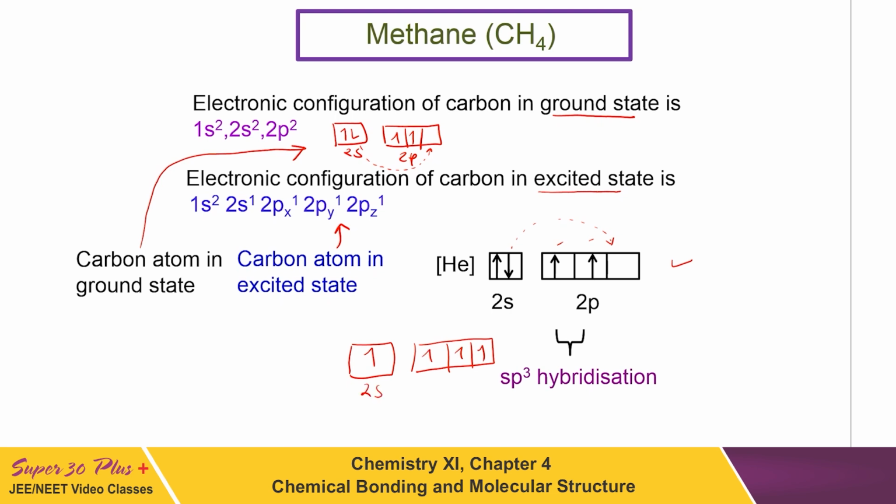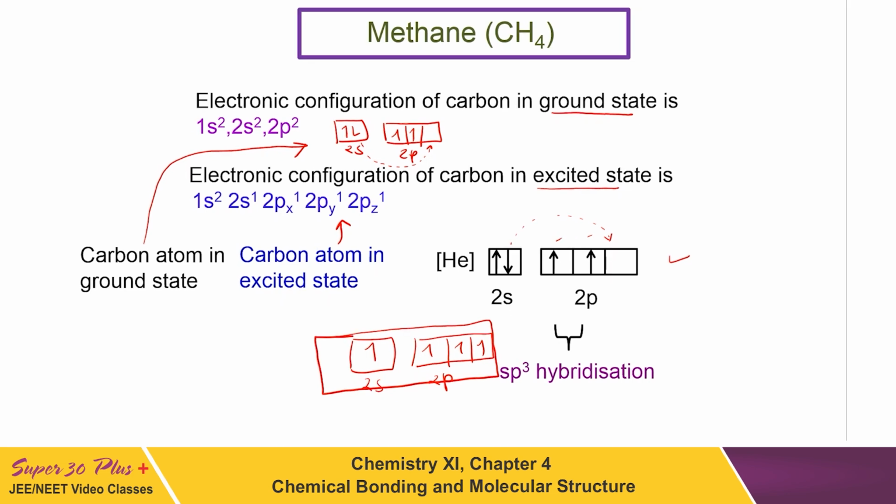This is 2s and this is 2p. Now s and p, all of them have one unpaired electron. When they combine with each other, students, they will form 4. How many orbitals are participating? 4. 1, 2, 3, 4. So how many new will form? These are 4 new hybrid orbitals.